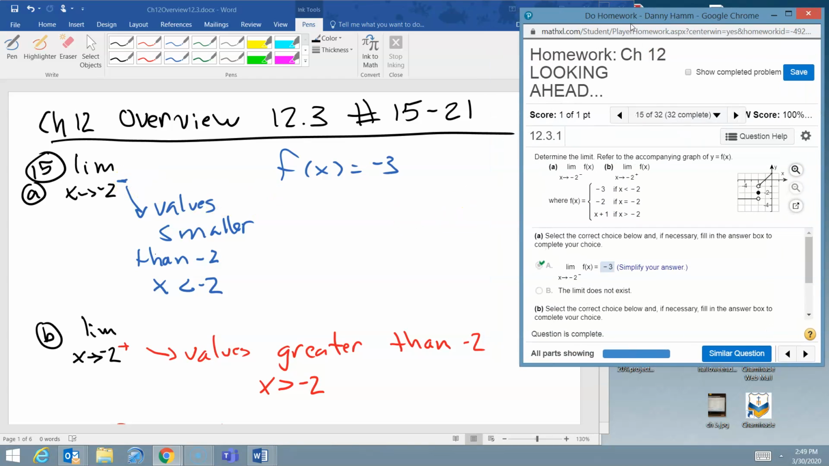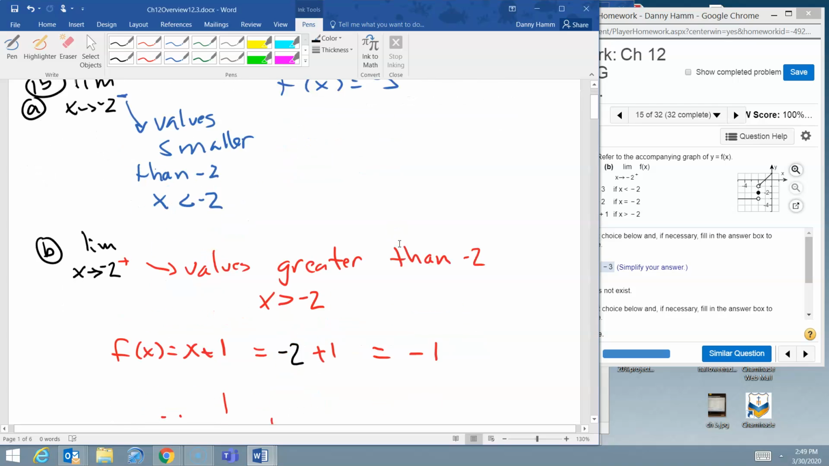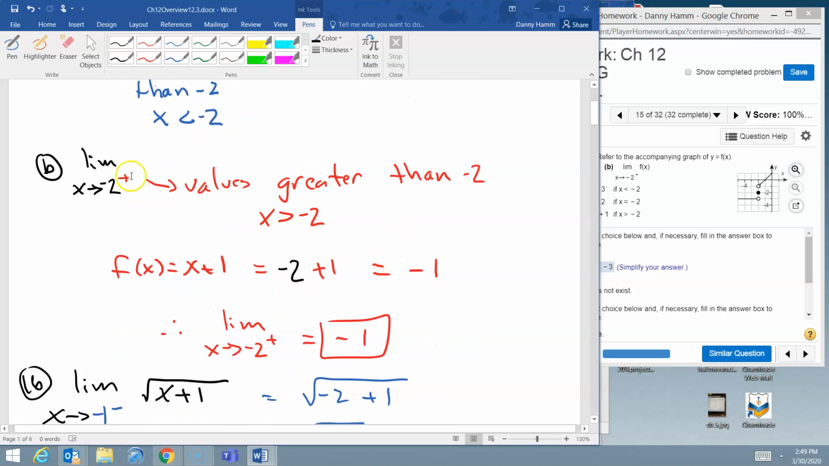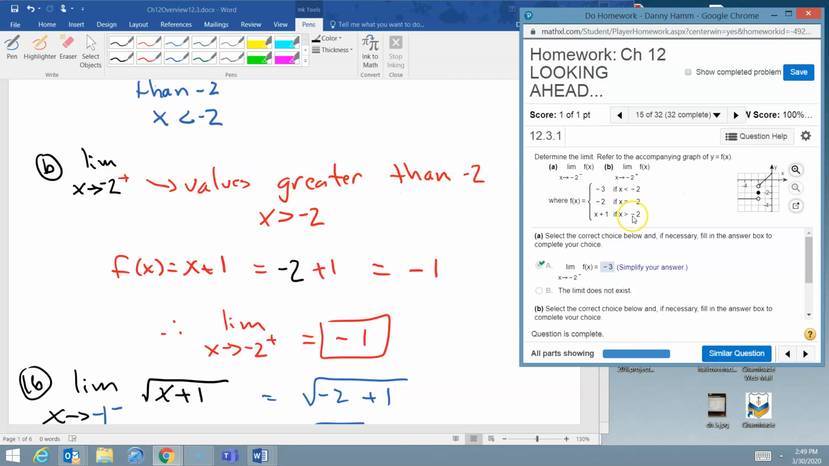Now we're going to look at the second part, and we see that this symbol is changed. Instead of a negative, it's a positive, and this means that we want values greater than -2, or x is greater than -2. So we're isolating it and only looking here.